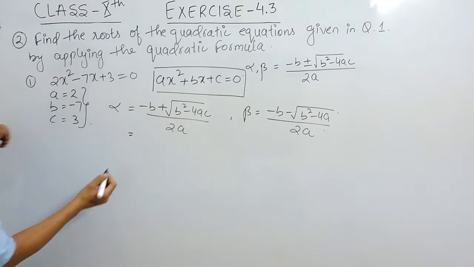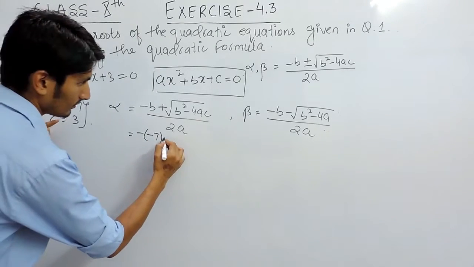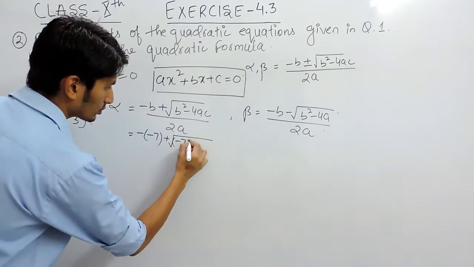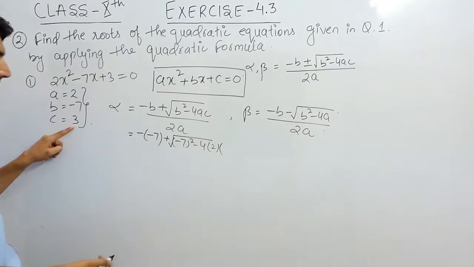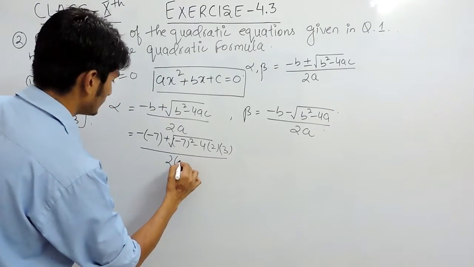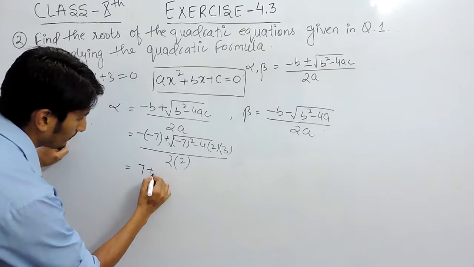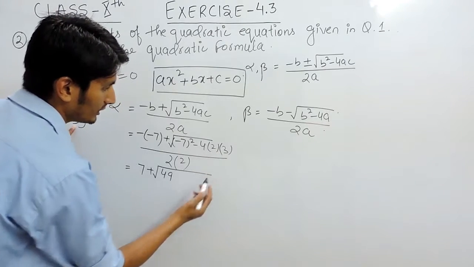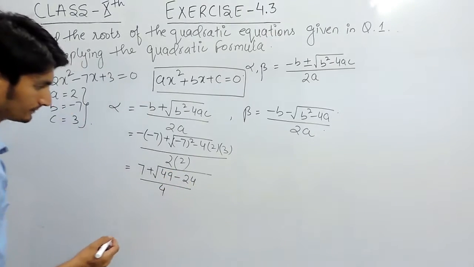So the first root must be minus b, and according to us the value of b is minus 7, plus b square, which is again minus 7 whole square, minus 4 into a, which is 2, and c, which is 3, whole upon 2 and the value of a, which is again 2. Further solving it, minus minus is plus, under root 7 square is 49, minus 4 twos are 8 into 3 is 24, upon 2 into 2 is 4.